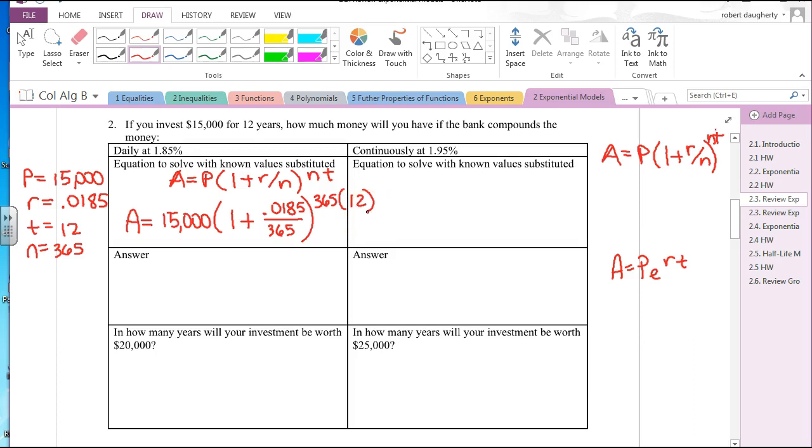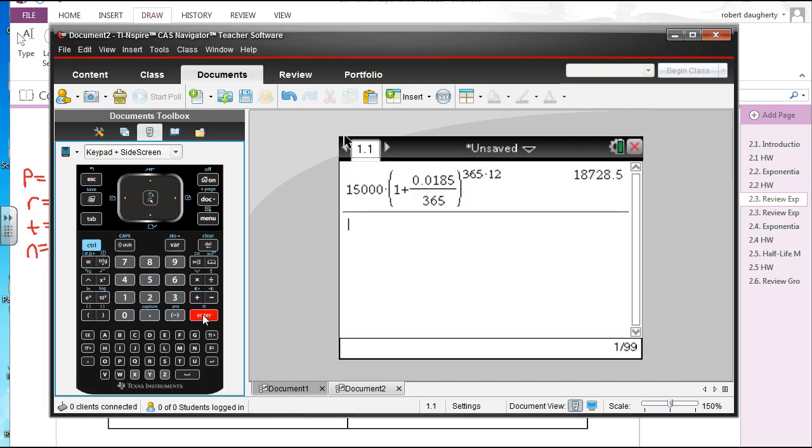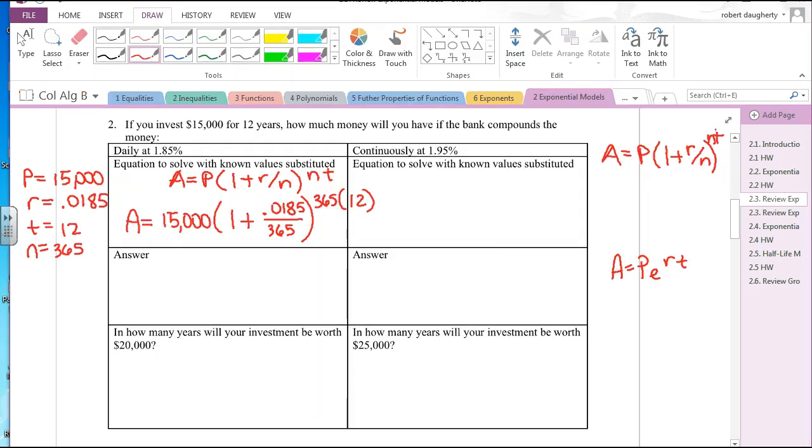So I need to calculate all of this. 15,000, 1 plus 0.0185 over 365, raised to the 12th. So if I do that, I'm going to have 15,000 times, parentheses, 1 plus 0.0185 divided by 365, and then outside the parentheses, that is all raised to the 365 times 12 power. So when I enter that, I get 18,728.5.